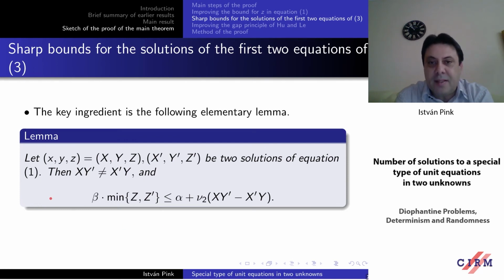And to prove this, the key ingredient is the following elementary lemma. Suppose that we have two solutions. Then on the one hand this difference is non-zero, and on the other hand, the minimum of z and z prime can be bounded by a bound which depends on the previously defined alpha and the two-adic evaluation of this quantity.